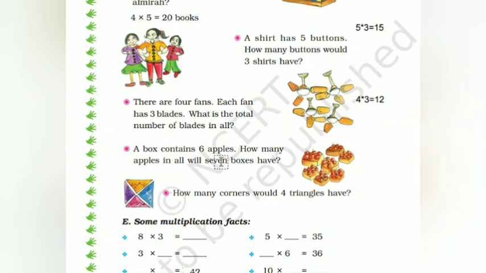A box contains 6 apples. How many apples will be in 7 boxes? So a box contains 6 apples. Then how many apples in 7 boxes? 7 boxes will contain how many apples? 42 apples. Okay. That is, a box contains 6 apples, in 7 boxes.